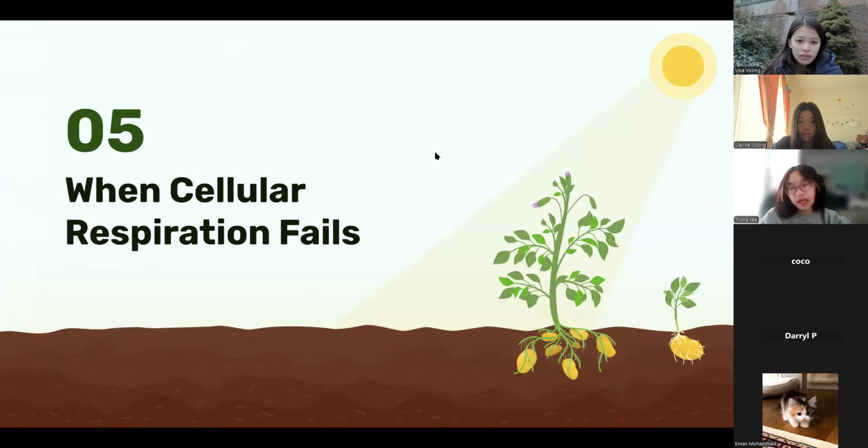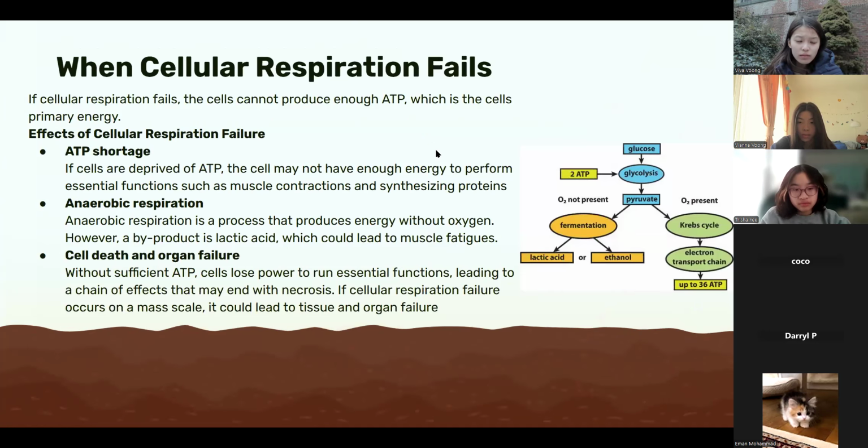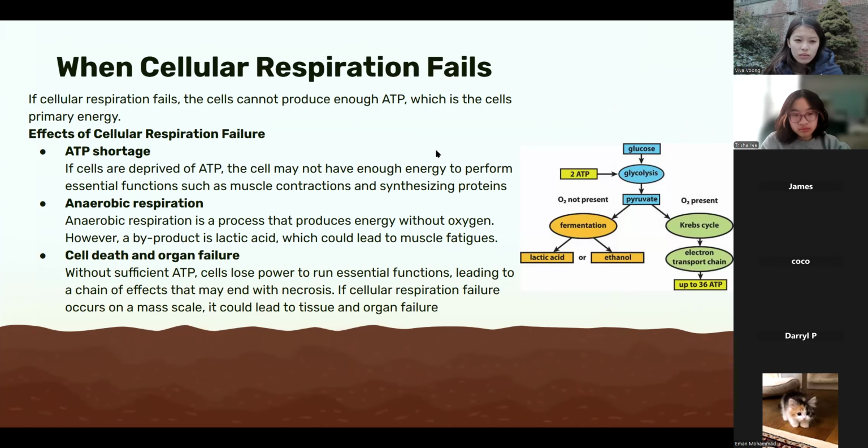And next we have what happens when cellular respiration fails. If cellular respiration were to fail, the cells wouldn't be able to produce enough ATP, which is the cell's primary energy. Some effects of cellular respiration failure could include ATP shortage, where if cells are deprived of ATP, the cells may not have enough energy to perform essential functions such as muscle contractions and synthesizing proteins.